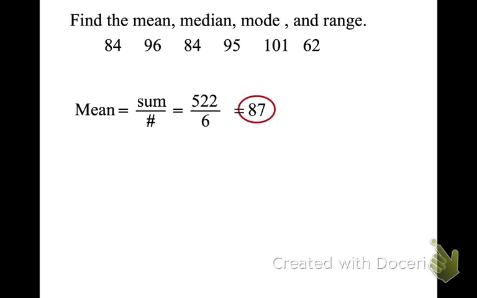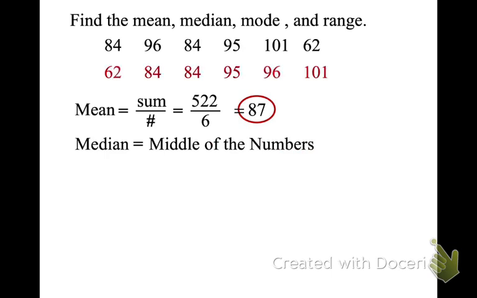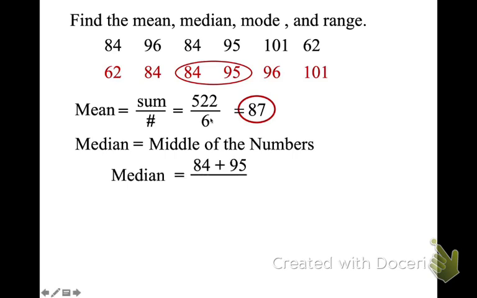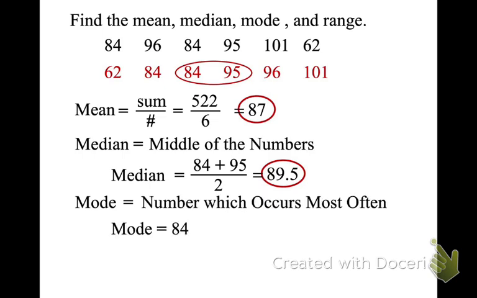My median, I had to put them in order from least to greatest. 62 was my smallest one, and I'm going to find my middle number. And actually, I just used my fingers. Now, notice when you have two numbers in the middle, you add them up and take an average. So in this case, since there was no middle number, we're going to have to add them up and divide by 2. So it would be 89 and 5/10. Okay? And my mode, this time we have a mode, and hopefully you got 84. Okay? So that's our mean, median, and mode.